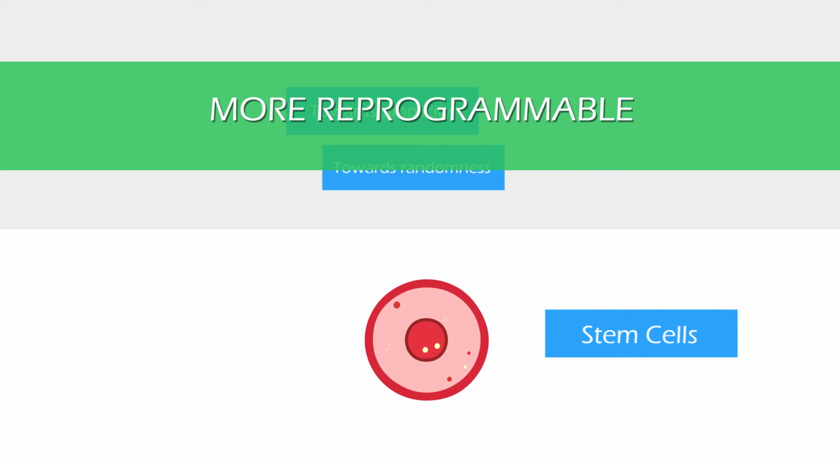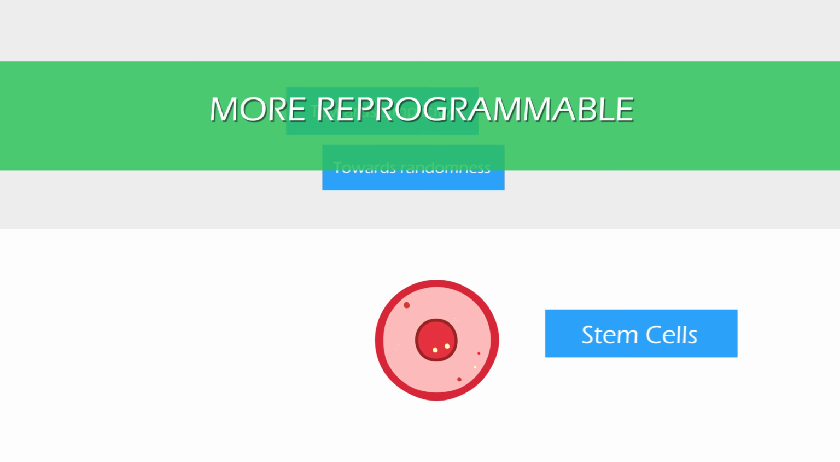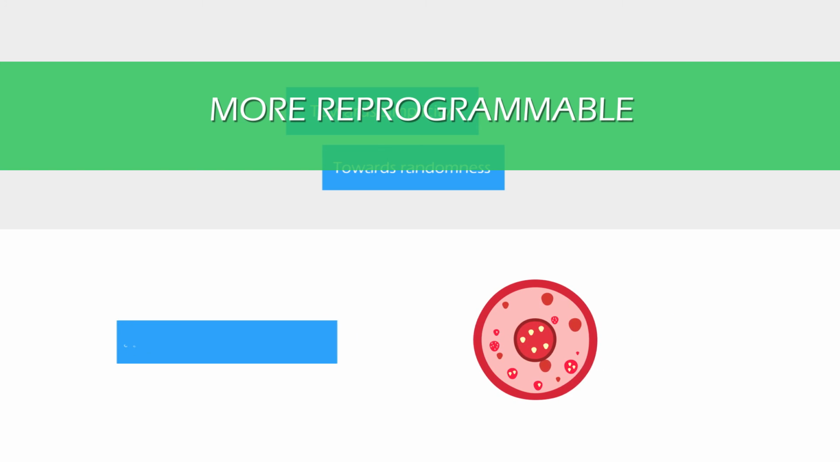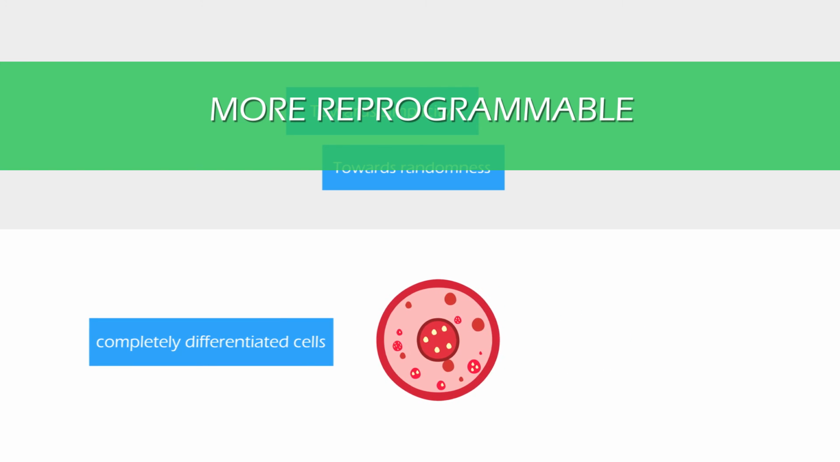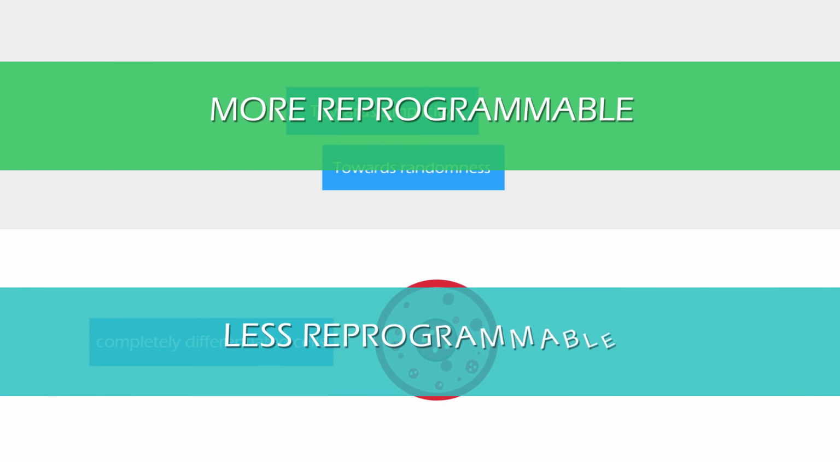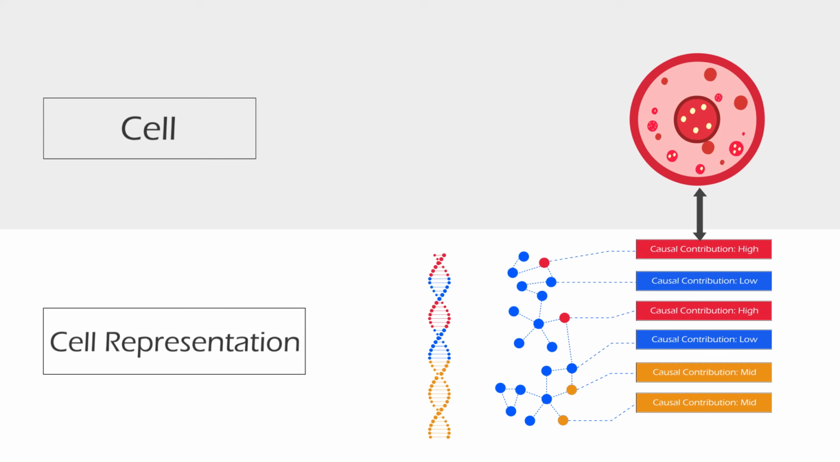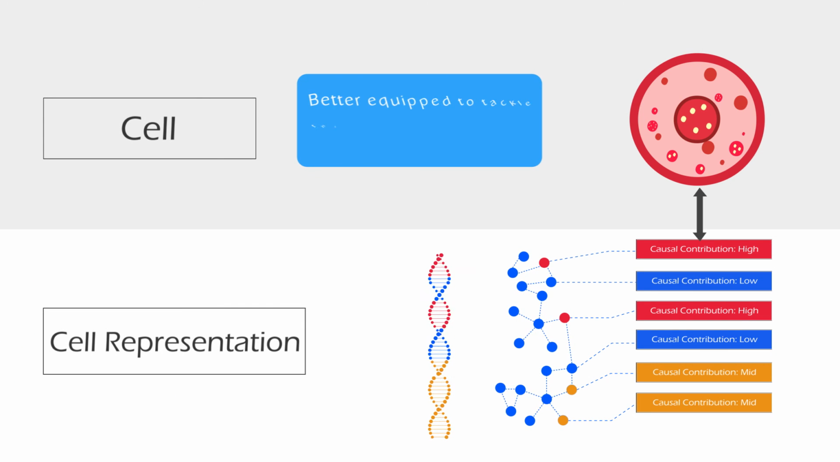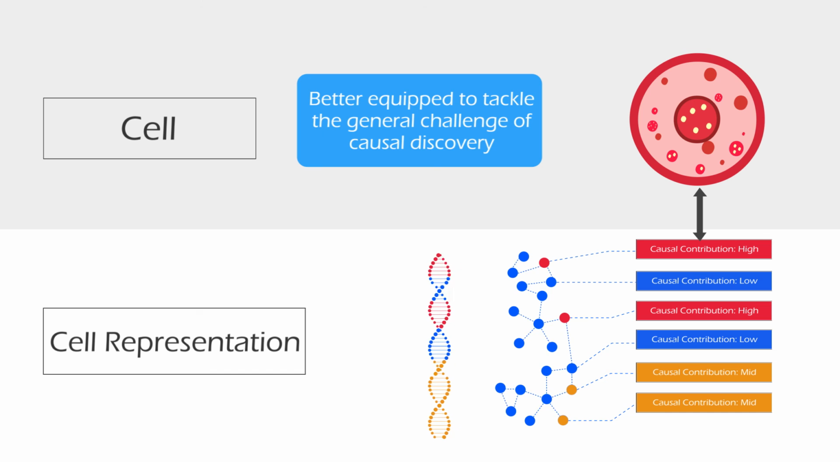Stem cells will be able only to move towards a single direction, towards a differentiated cell, while completely differentiated cells will be able only to move to the opposite direction. This causal calculus is better equipped to tackle the general challenge of causal discovery in science than more traditional tools, and is helping scientists better understand and even steer biological and synthetic systems.